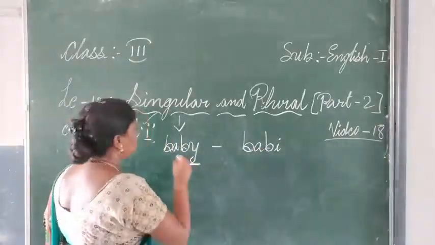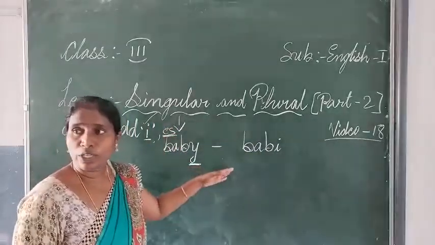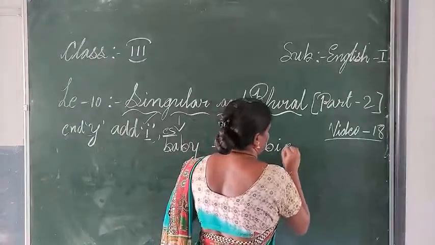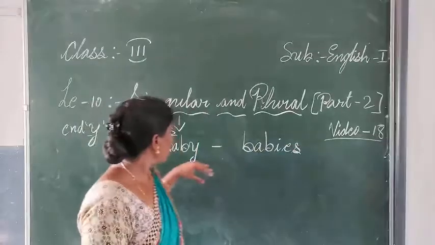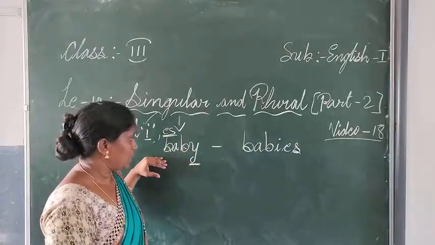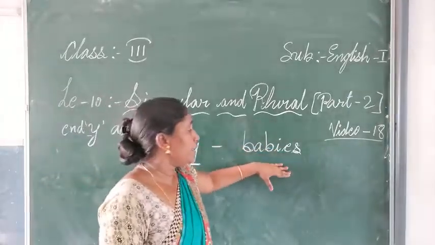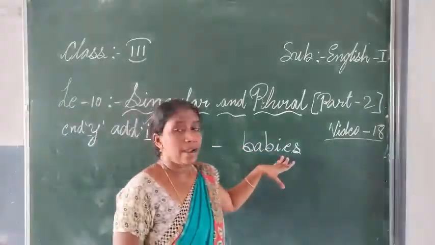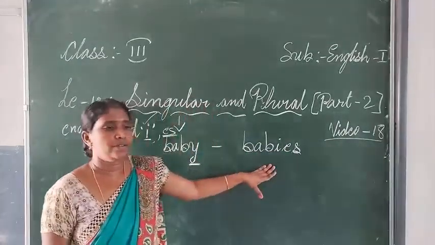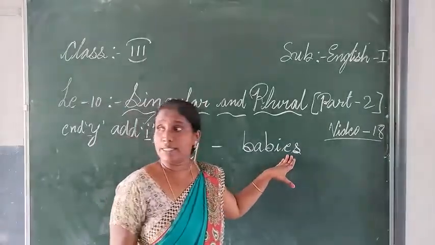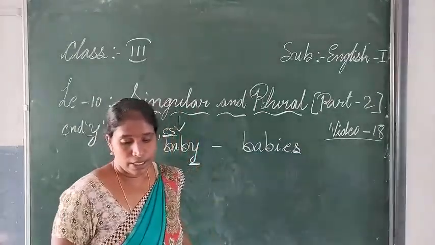Next, what do we have to use? As usual, you have to use es. Babies. Baby, babies. So for the singular we use baby, and when it turns into the plural, in the place of y we have used i, and then we have added es. Baby, babies. This is the thing.